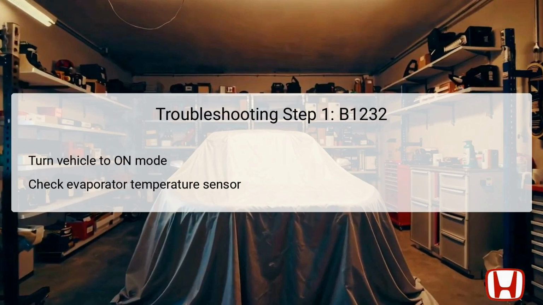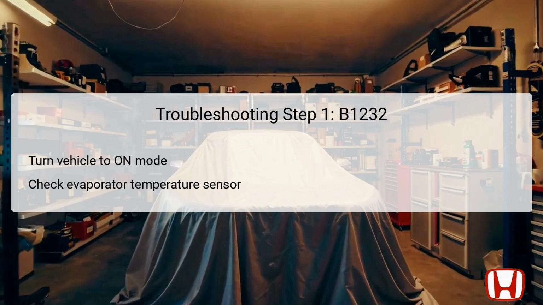The initial troubleshooting step for DTC B1232 involves turning the vehicle to the on mode, allowing for the necessary electrical systems to become operational. This step is crucial as it enables the climate control unit to engage and monitor inputs from various sensors, including the evaporator temperature sensor.